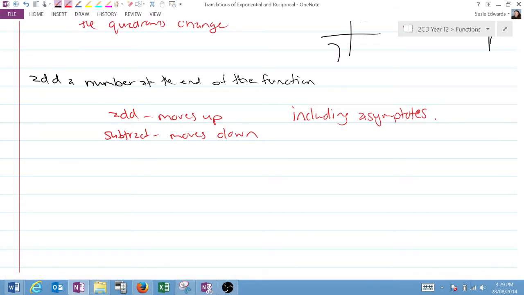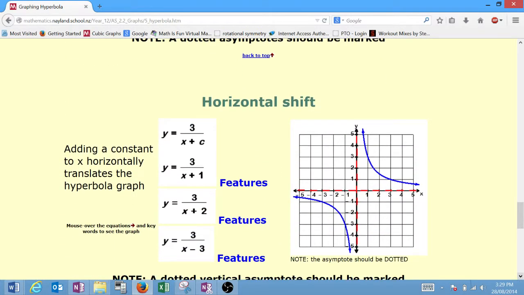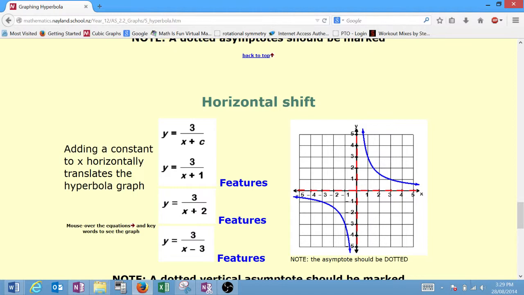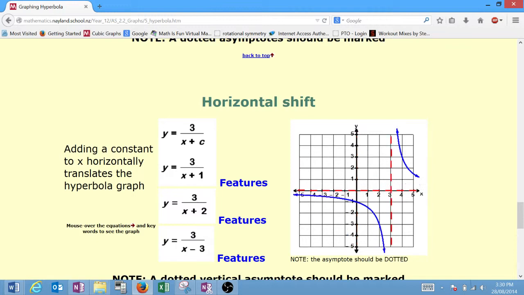So what happens if we add a number to the x value? Imagine it's like in brackets, because it's at the bottom of that fraction. Same rules as before, we move in the opposite direction. So x plus 1 means we move to the left by 1. X plus 2, move to the left by 2. X take 3, we move to the right by 3.